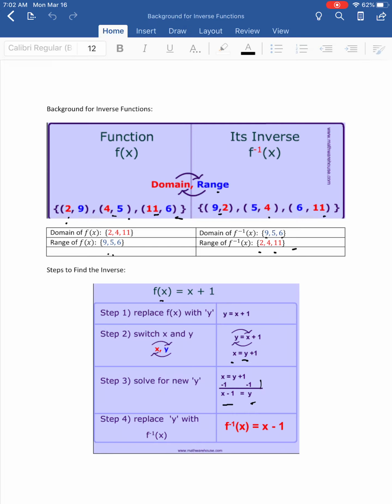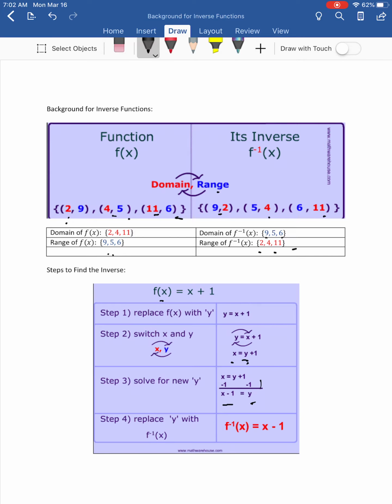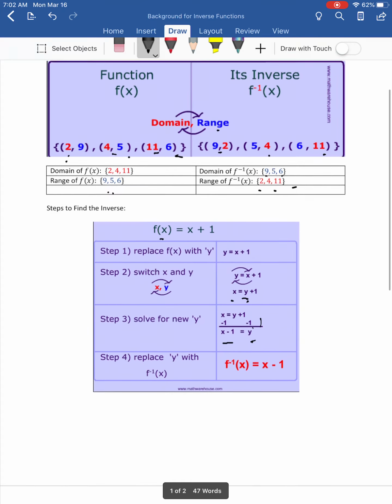There's specific steps in finding an inverse function. The first step is to replace f of x with y, which has been done here. Then switch the x and the y. The y became an x, the x became a y. And then solve for the new y. Okay, that was the new y. We subtracted 1 from both sides. We have y by itself, so f inverse of x is x minus 1. That y becomes f inverse, and we kind of flip that around because that's more in line with what we're used to doing.